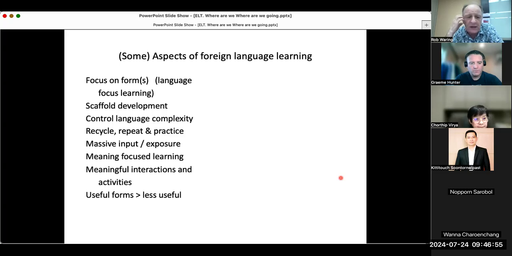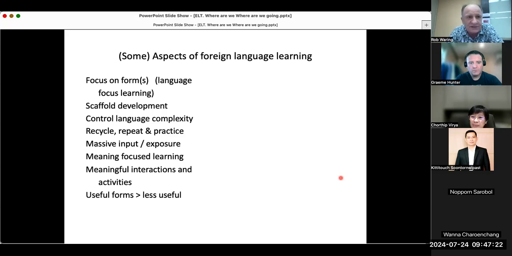We also need to teach the most useful language forms first before we teach the less useful. So we teach the most common grammatical forms. For example, the past tense and the present tense make up about 90% of verb uses in English. They're clearly more important than, say, present perfect continuous.